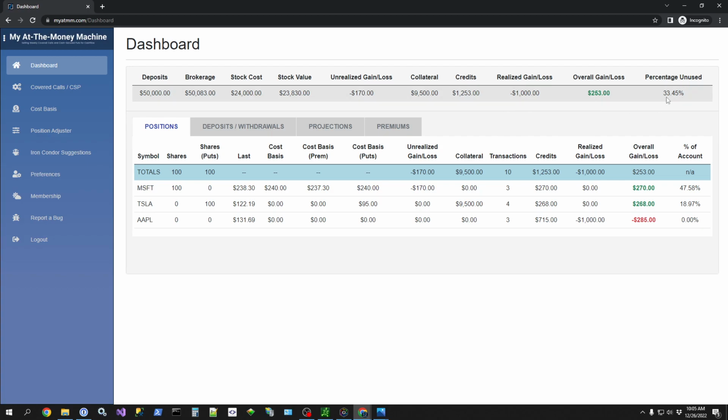Okay, the percentage unused. This is basically seeing how much of your capital you have tied up in stocks and collateral, and it's showing you what percentage of your available cash is not currently invested in anything. So that's what this percentage up here is showing.